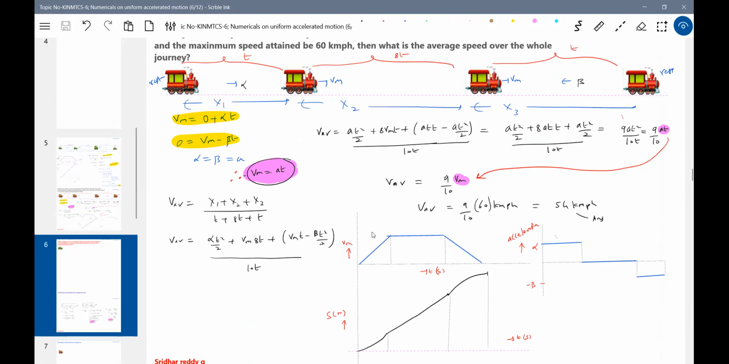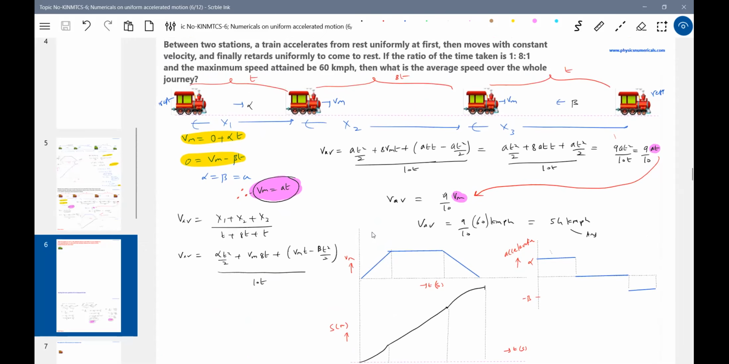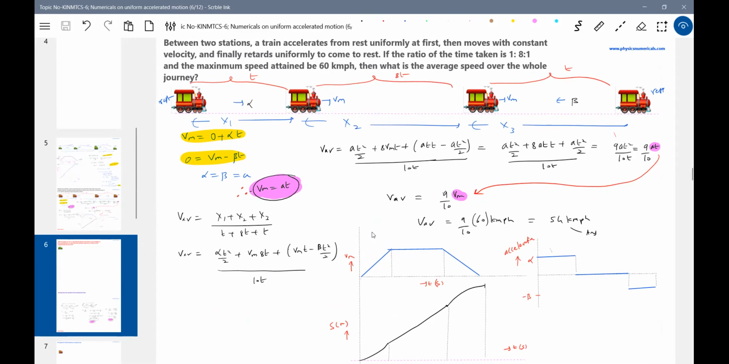Okay, complete description, the last problem. This is the discussion we made. The idea is that the train accelerates, then moves with uniform velocity, then retardation. Retardation means beta should be opposite. The train will come to rest, so here you can apply equations of motion, v equal to u plus at. All our numericals that we are discussing revolve around how you apply equations of motion, nothing big. Just stick to the equations of motion and you can manage.